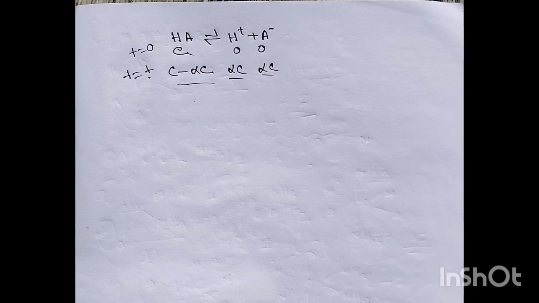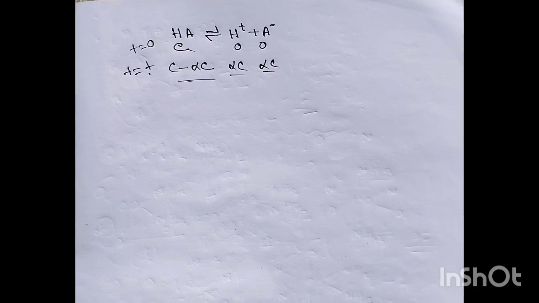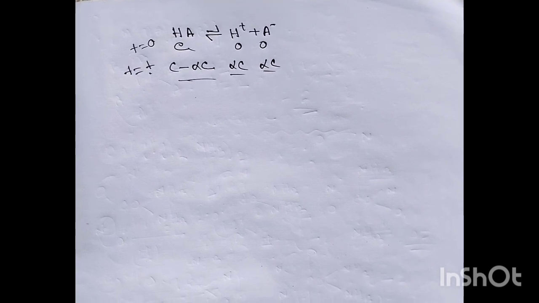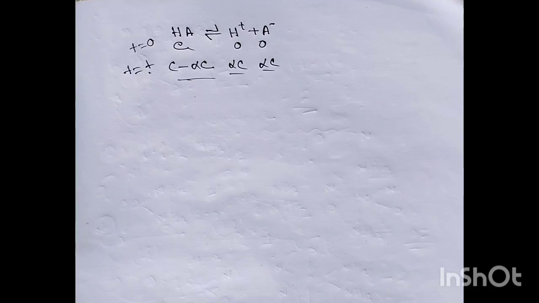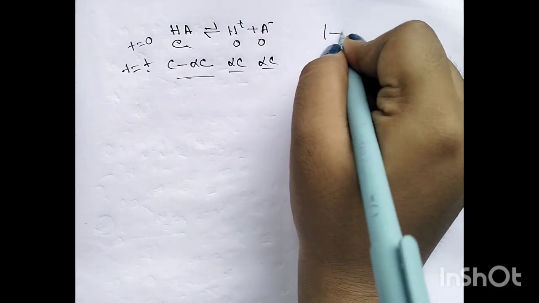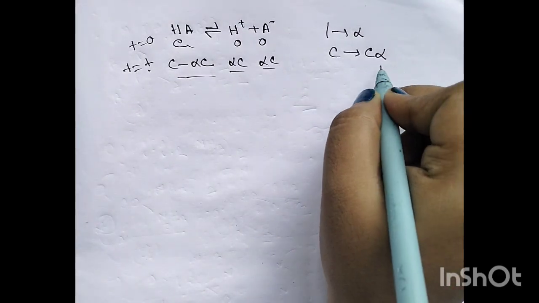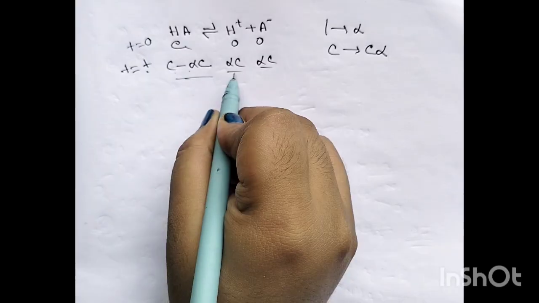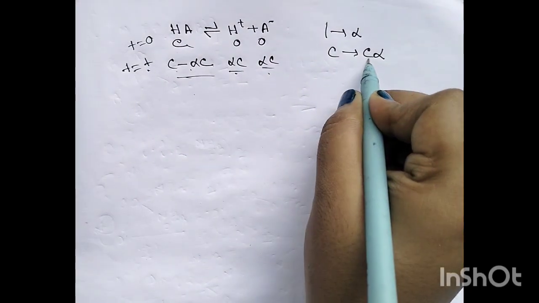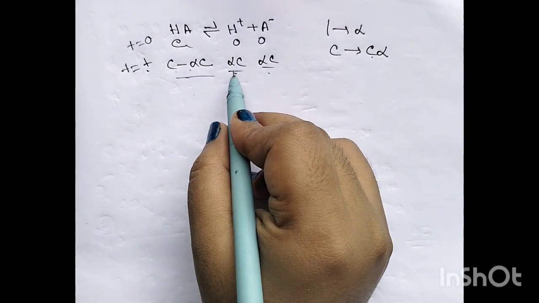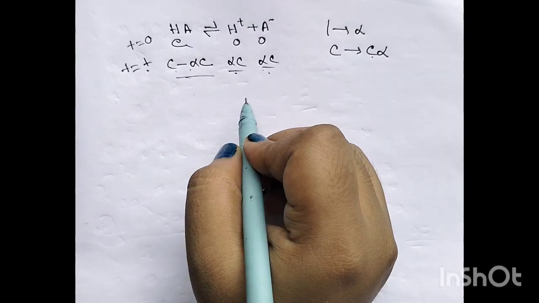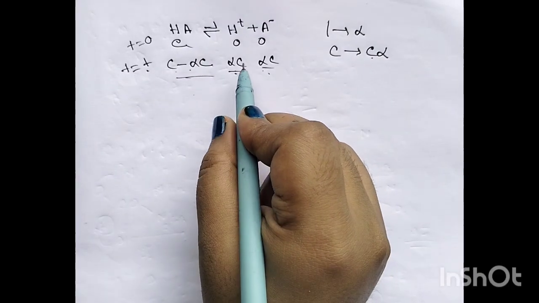डिग्री ऑफ डिसोसिएशन मतलब क्या होता है, एक मोल से कितने मोल डिसोसिएट होता है वो है डिग्री ऑफ डिसोसिएशन. How many moles dissociated per mole of electrolyte. एक मोल से अगर अल्फा मोल डिसोसिएट करेगा, C मोल से कितना डिसोसिएट करेगा, C alpha, then C minus alpha C, alpha C, alpha C इतना डिसोसिएट करेगा. तो ये alpha C और alpha C क्या होगा, ये प्रोडक्ट बनेगा.